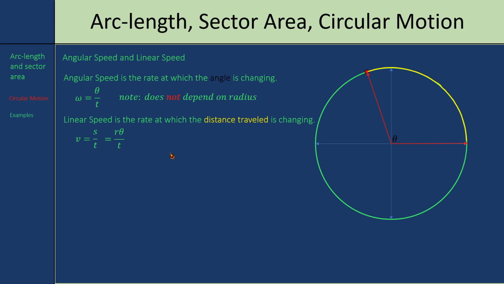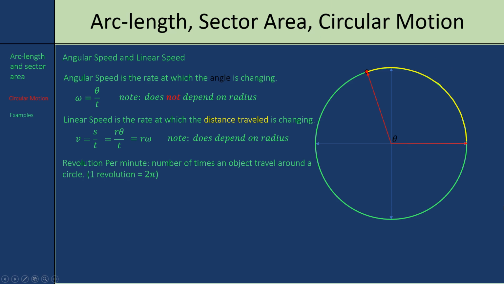And so s, again, we know s is r times theta, right? So it can also be equal to r theta over time, or r times omega, right? Because omega is theta over time, so r times omega. All of these are the same thing, but usually we use this first part here, s over t. This one does depend on the radius, because if the circle is really big, you keep the same angle, but now the distance traveled is bigger and bigger depending on the radius, right?